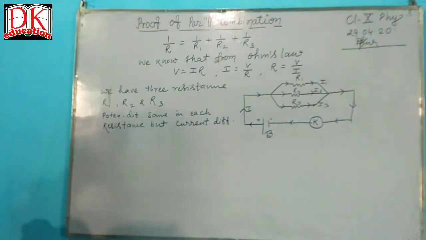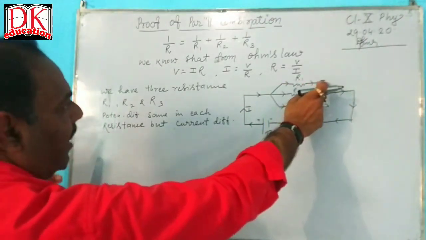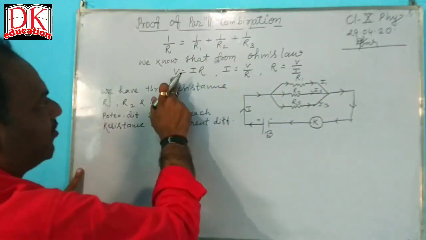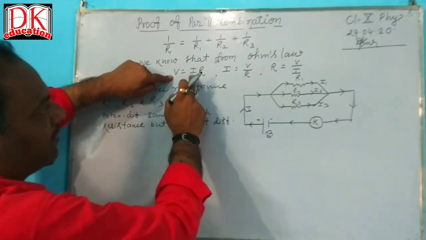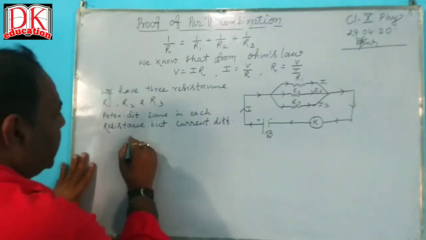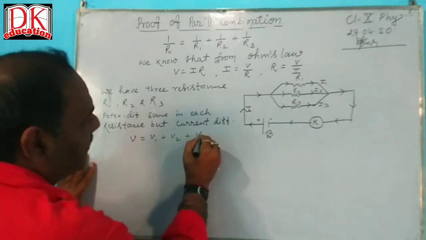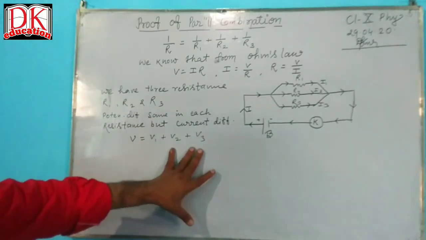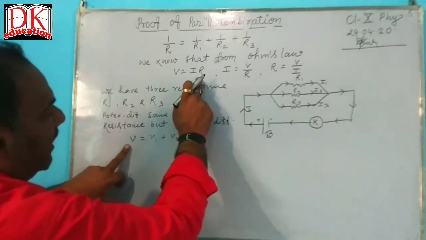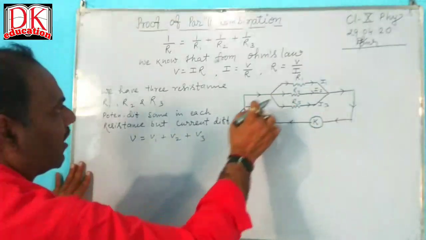We know that in resistor R1 with current I1, the potential difference is V1. Total voltage V is equal to V1 plus V2 plus V3. Now, V is equal to IR, so I is equal to V upon R, where R is the total resistance.